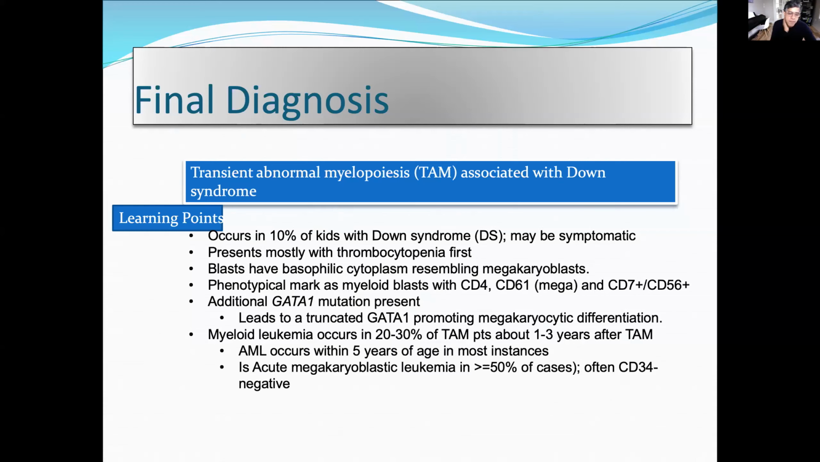So AML occurs within 5 years of age, megakaryoblastic, and when leukemia does occur, it's often CD34 negative. So that's that.